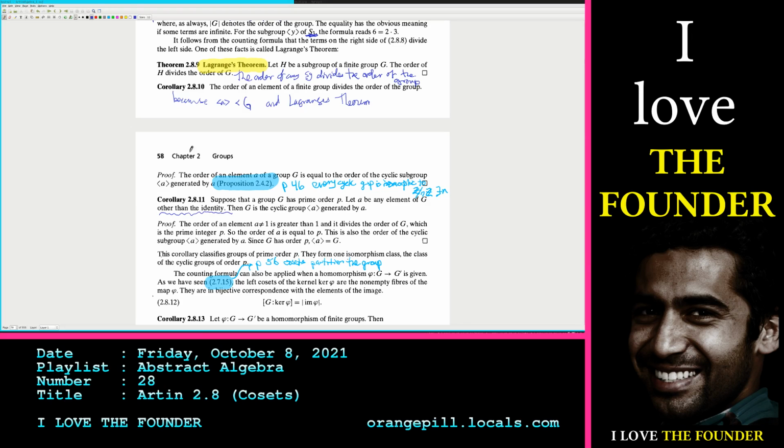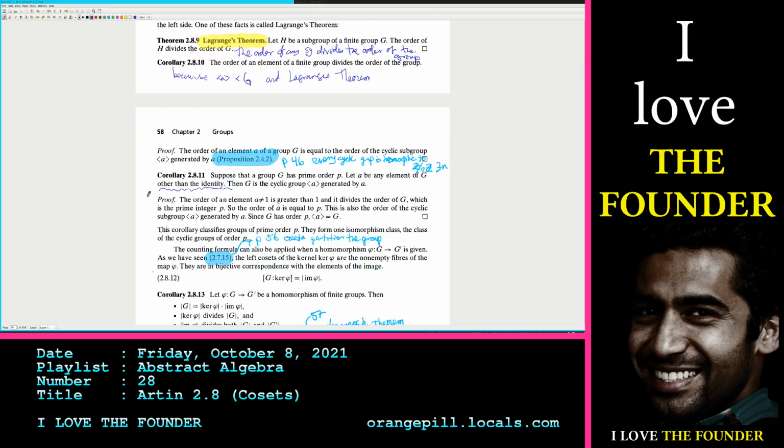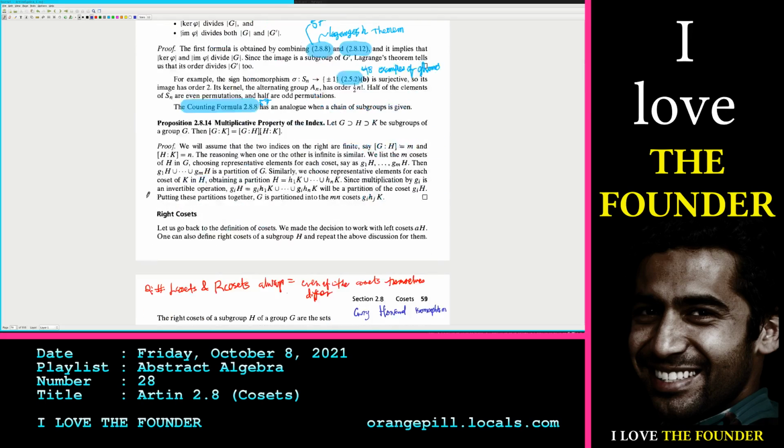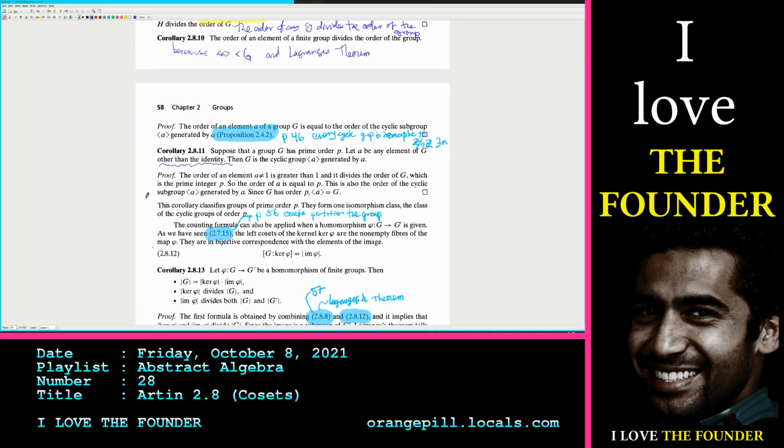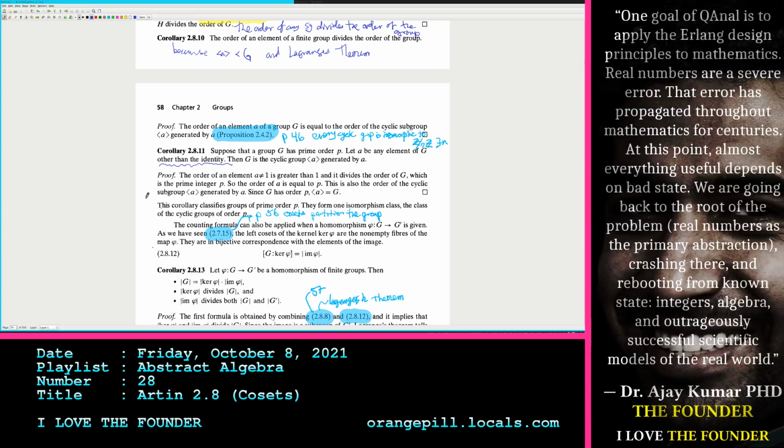Okay. I need a bigger window. There we are. Okay, let me look, page 58. Oh my god, we have like a page and a half left.